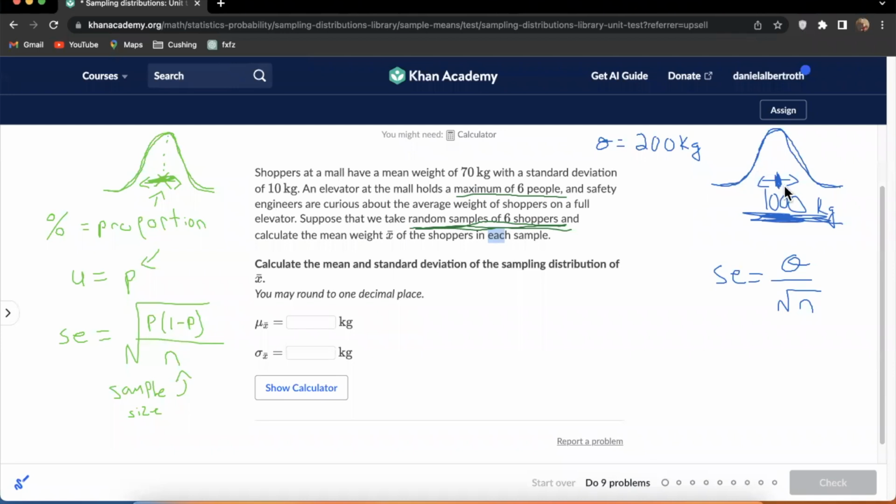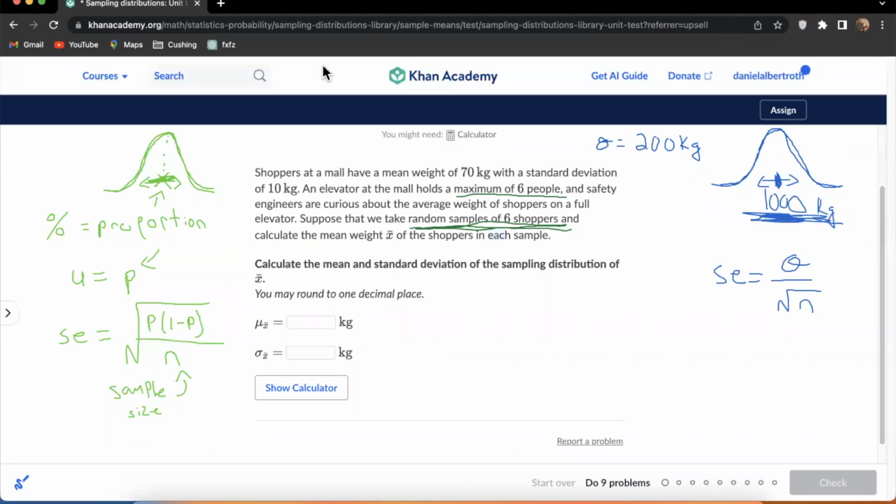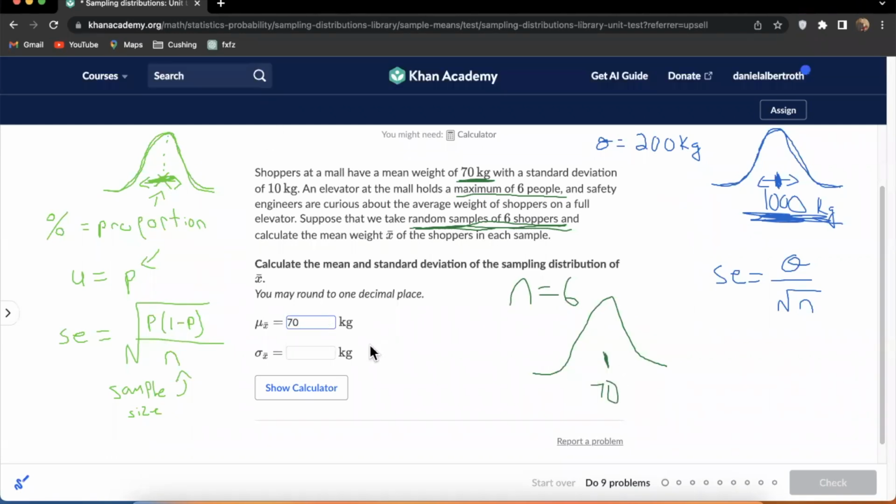It's going to look like the one in blue because we're measuring an average. We're measuring a weight. So we're expecting a center of 70 kilograms. So the mean of our sampling distribution, if I were to draw what all the samples would look like when n equals 6, with a sample size of 6, I would expect them to be a bell curve where the center is 70. So that's going to be the first answer here. The center of the sampling distribution is 70 kilograms.